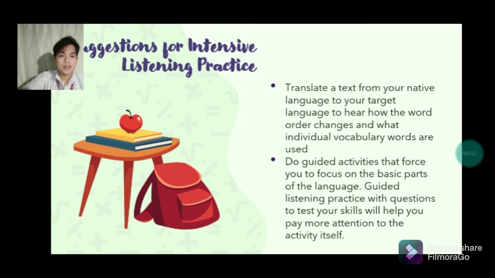And the next one is to do guided activities that force you to focus on the basic parts of the language. Guided listening practice with questions to test your skills will help you to pay more attention to the activity itself. For instance, Lyrics Training. This is an easy application wherein you can enjoy the activity by listening and watching the music video. The learners would enjoy the activity because it is a fun way to learn and improve their foreign language skills or their target language.